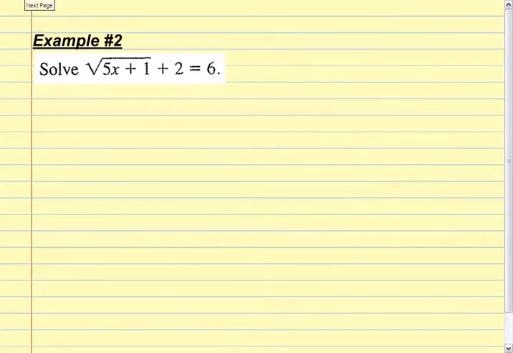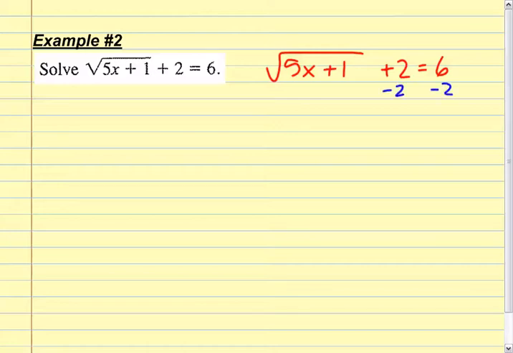Now, see, here's an example. Let me rewrite it. It's the square root of 5x plus 1, plus 2, is equal to 6. Now you'll see the plus 2 is not under the radical. So I need to, like I do with absolute values, subtract 2 from both sides and isolate the square root. So now I've got the square root of 5x plus 1 is equal to 4.